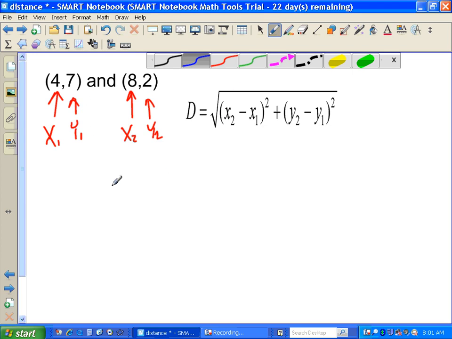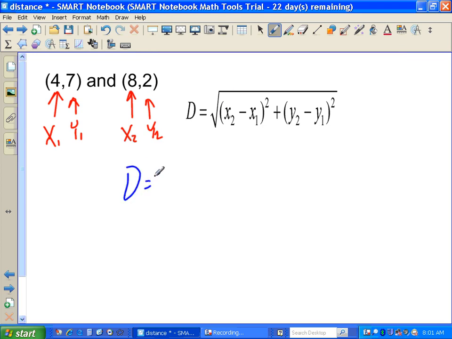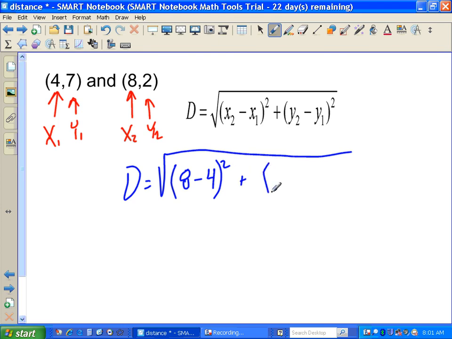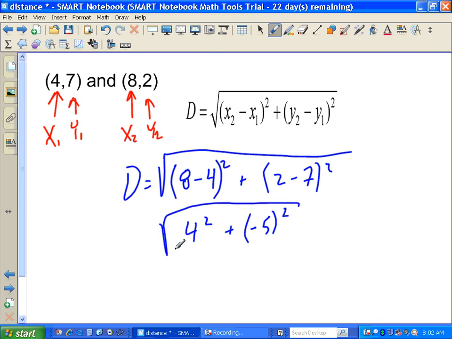Now that we've got all those, it's just a matter of plugging them into the little formula. Distance is the square root of x2, which is 8, minus x1, which is 4, squared, plus y2, which is 2, minus y1, which is 7, squared. Okay? 8 minus 4, 2 minus 7, great. 8 minus 4 is 4, 4 squared. 2 minus 7 is negative 5 squared. And we're going to take the square root of that.